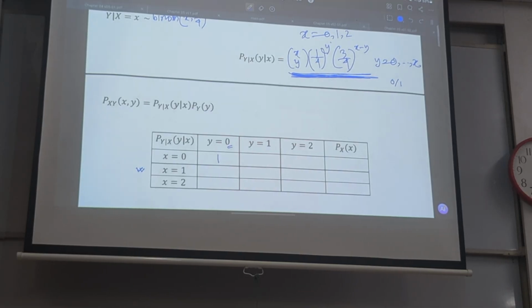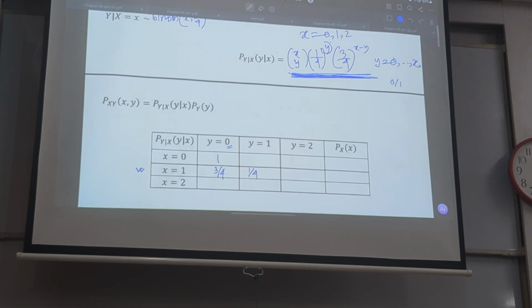Then for X equal to 1, y equal to 0, it will be 1 choose 0, 1 over 4 to the power 0, and 3 by 4 to the power 1. So it will be 3 by 4. And when X is equal to 1, y is equal to 1, it will be 1 choose 1, then 1 over 4, right?